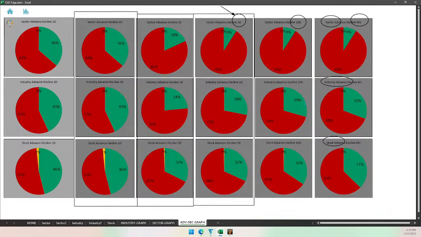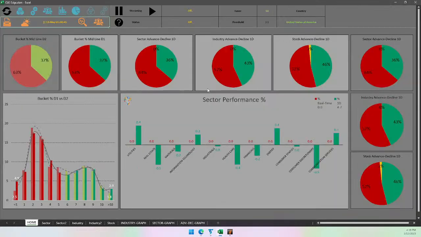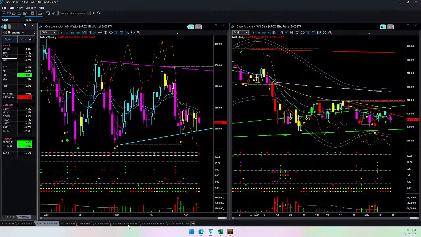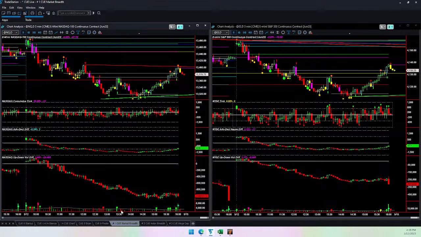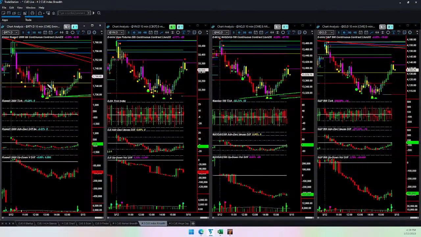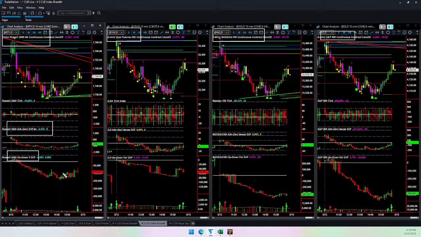One was using the sector industry stock breadth, and the other one was using real-time market breadth for the Nasdaq and NYSE, using the ticks, but more than that using advanced decline and up down volume for Nasdaq and NYSE, and also looking at the 4 major indexes: Russell 2000, Dow Jones Industrials, Nasdaq 100, and S&P 500, again looking at the advanced decline and up down volume internal breadth in real time.